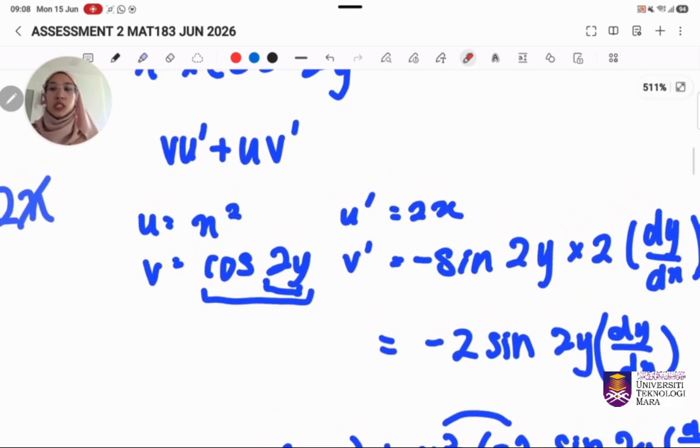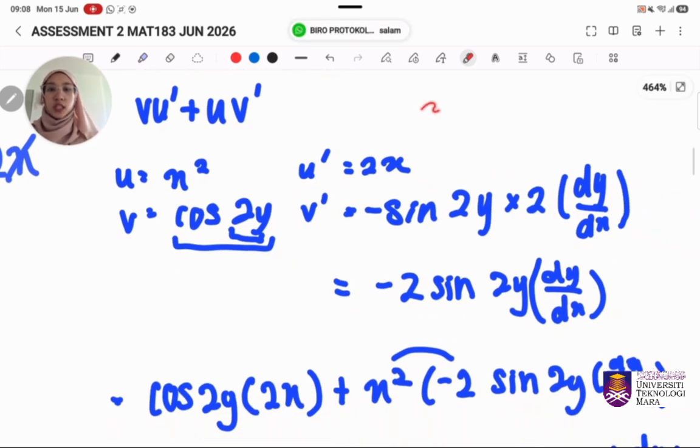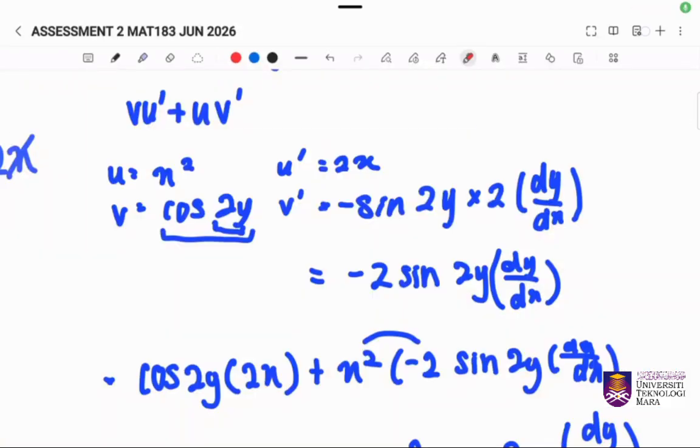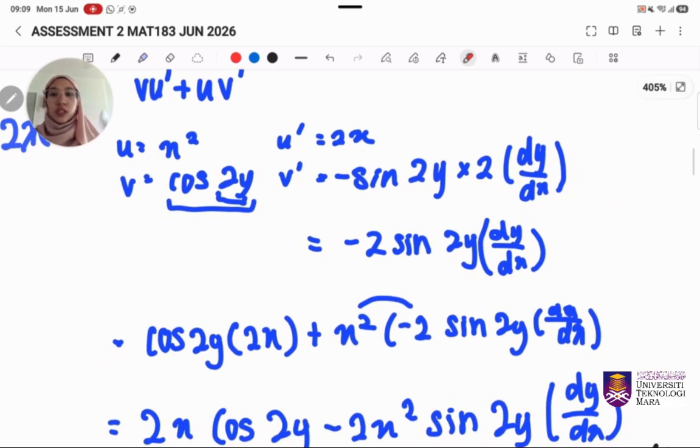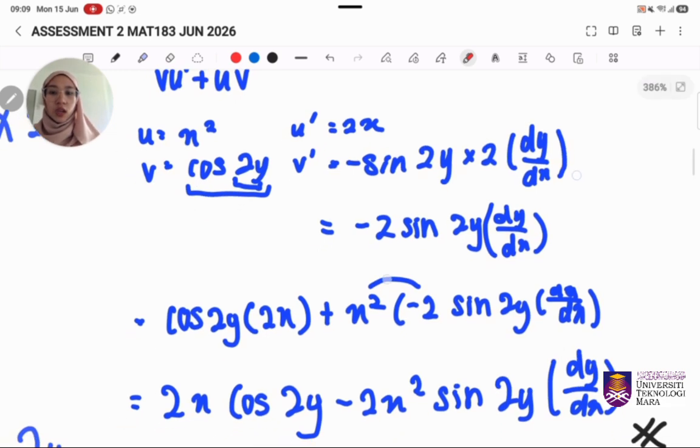So how do we differentiate u? We can just differentiate like usual. We put 2 here and 2 minus 1, so it becomes 2x. The power 2 minus 1 becomes 1, but the power of 1 we don't write. So that's settled for differentiating u, and we find 2x. Okay, sorry. Next, after we find u prime, we need to find v prime. So how do we differentiate cos 2y? We can use the chain method. So first function and second function.